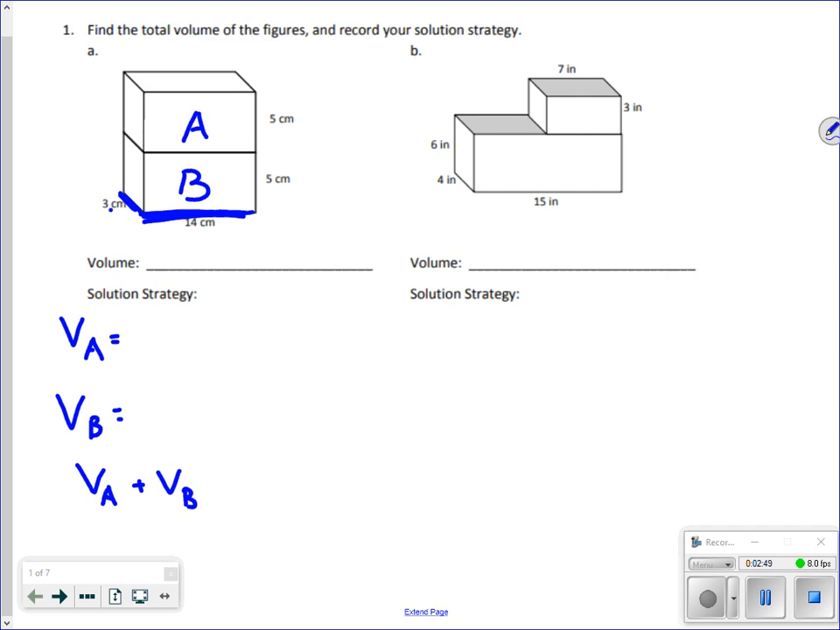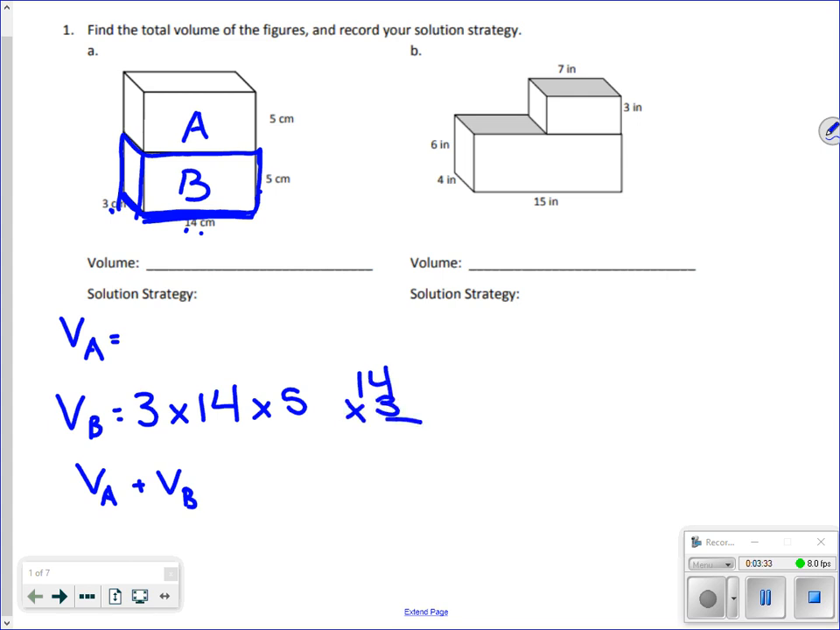So, I've got my three numbers right here: 3 times 14 times 5. You see where I got those three numbers? 3, this one. 14, this one. 5 from here to here, because this is shape B. It's only 5 centimeters tall. It's not the entire thing. That's just shape B right there. Do you see it? Yes, no, maybe? Okay. So I've got to find the volume of B.